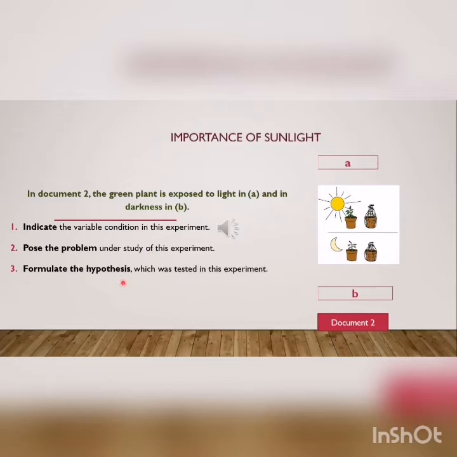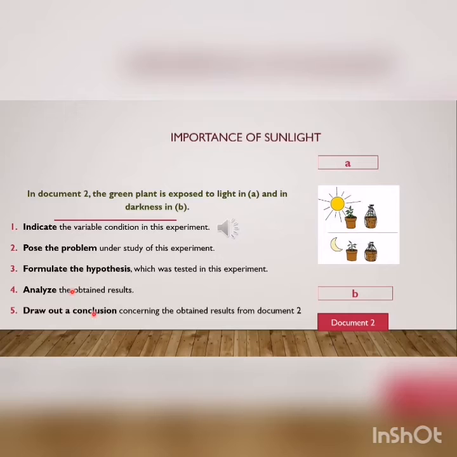Formulate the hypothesis which was tested in this experiment. Light is essential for the growth of plant. To analyze the obtained result, you see the results. The plant exposed to light develops normally, whereas plants put in darkness don't develop normally. Okay.